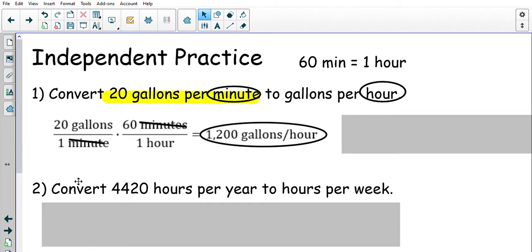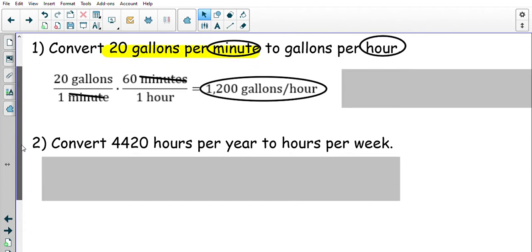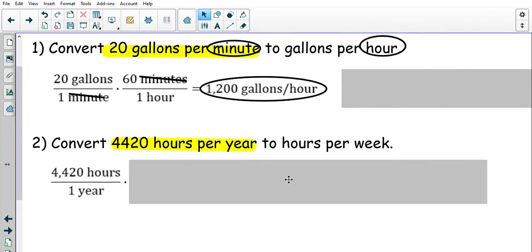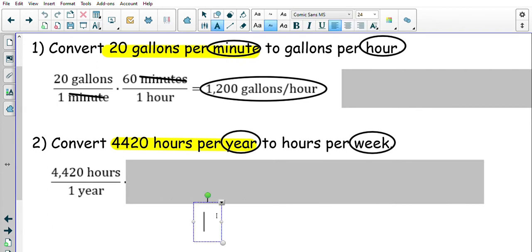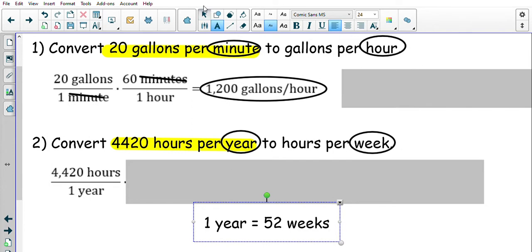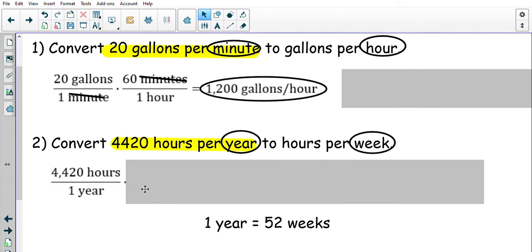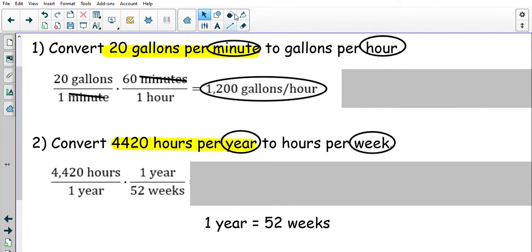All right, number 2, convert 4,420 hours per year to hours per week. Start off with our unit rate, 4,420 hours per year, and set that up as a fraction. Now, we are trying to convert our years to weeks. So just like in our previous questions, again, you're going to notice they line up pretty closely. 1 year is 52 weeks. So that conversion rate is going to go in our second fraction. I want years on the top though, since I have years on the bottom here. So 1 year is equivalent to 52 weeks.